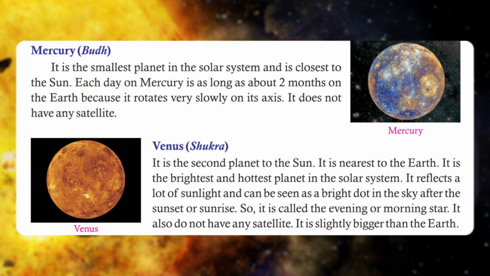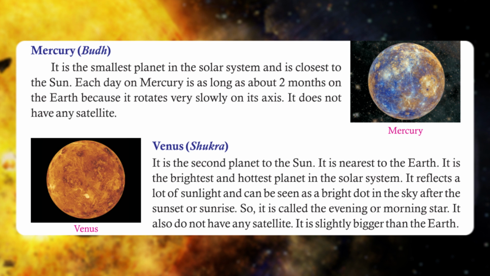Mercury, Budh. It is the smallest planet in the solar system and is closest to the Sun. Each day on Mercury is as long as about 2 months on the Earth because it rotates very slowly on its axis. It does not have any satellite.